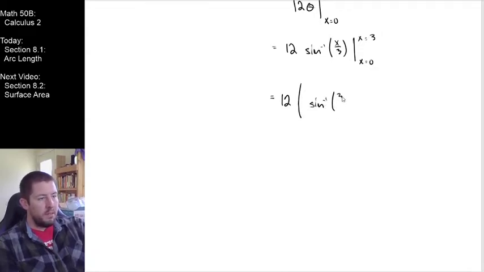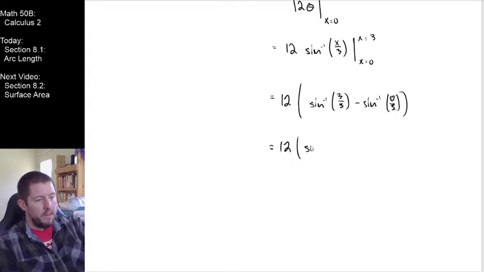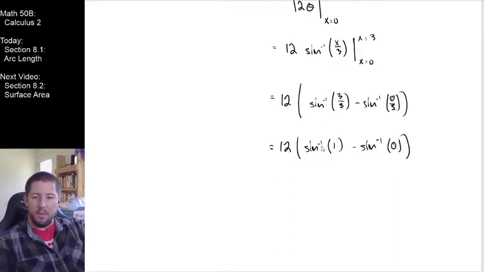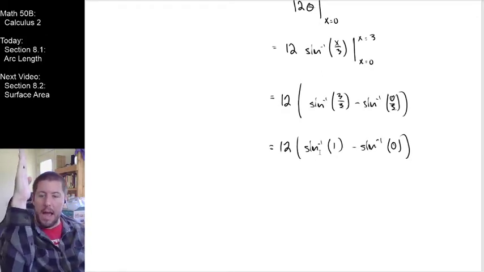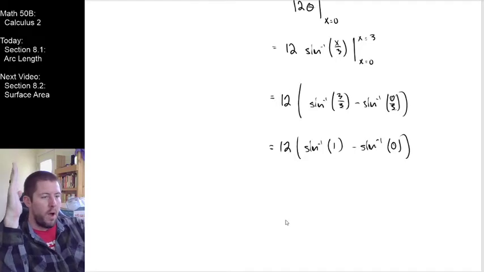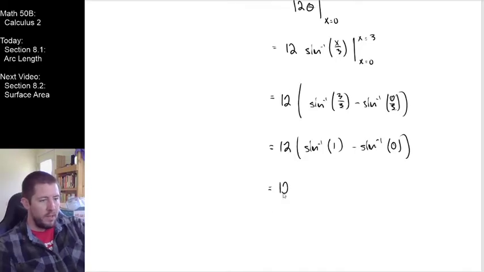Sine inverse of 3 over 3 minus sine inverse of 0 over 3. That's just sine inverse of 1 minus sine inverse of 0. What angle are we located at if the value of sine was 1? Sine is measuring height, so that's when we're at pi halves that we get a sine of 1. So that's what sine inverse is going to be.